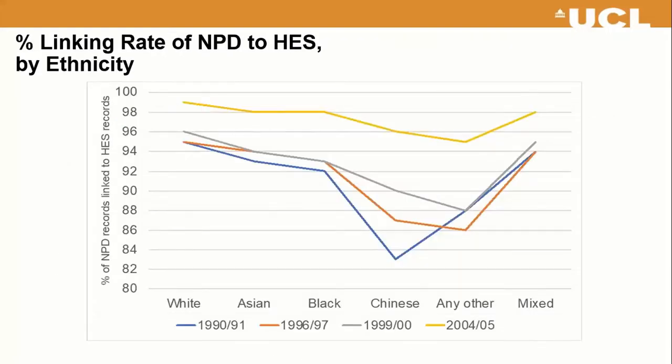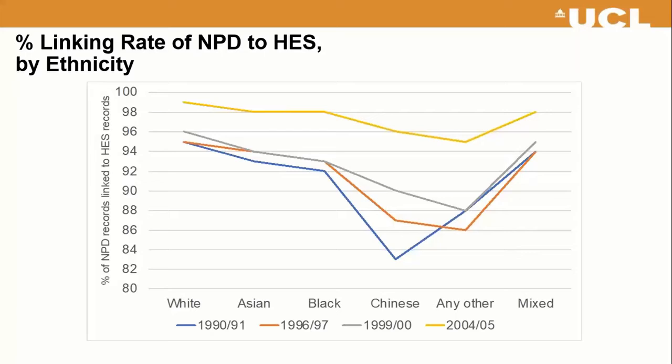Now, to evaluate the linkage quality, we use different methods. This is the most simple one. We compute the linkage rate by different student demographic characteristics. This figure shows the matching rate or linkage rate by ethnic groups as recorded in the National Pupil Database. It is the percentage of NPD records linked to any HES record. Linkage rate by ethnicity shows that ethnic minorities have a lower linkage rate than white students, and that linkage has improved over time for all ethnic groups.